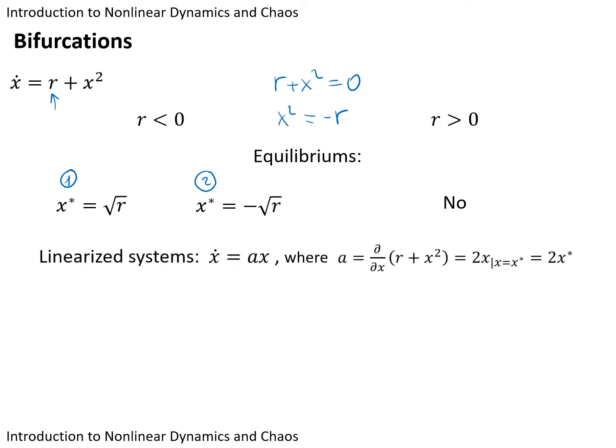Let's continue. Let's linearize our system. So our linearized system will have this structure where a is some scalar. And we use the same formula as we did before, but a is not a matrix, but some scalar. Finally, our a is equal to 2x star, and for x star we'll substitute the values square root of r or minus square root of r.